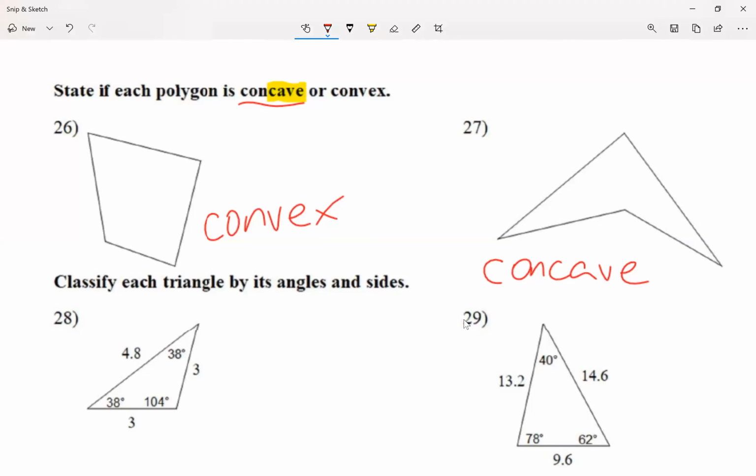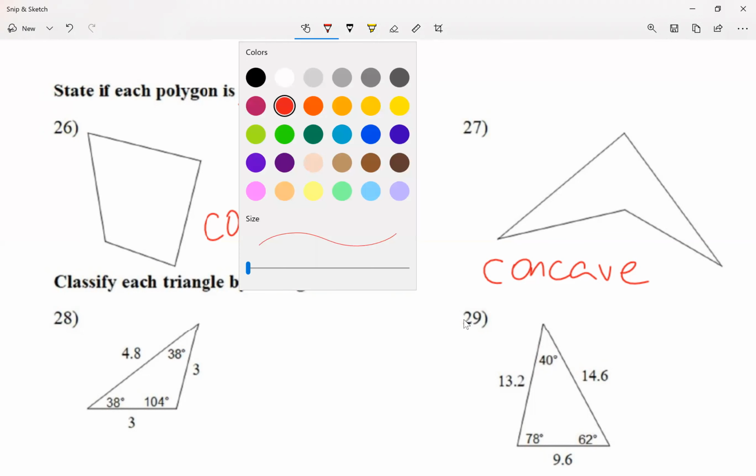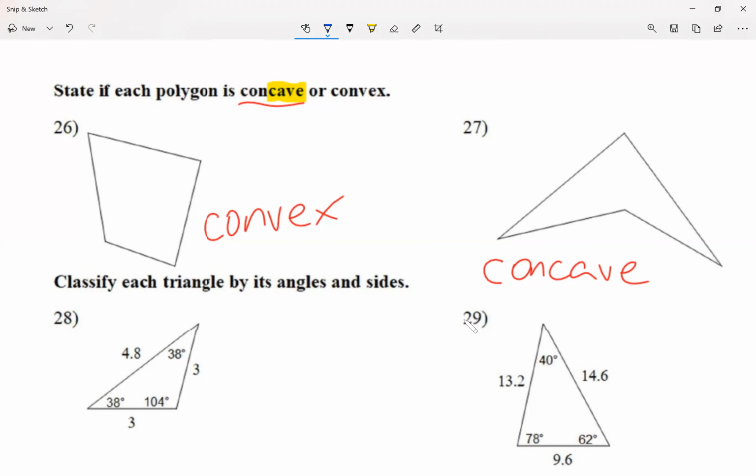There are corners on your polygon. Connect two corners, if you're able to. We're going to call those diagonals. When you connect corners, that is not a side, we're going to call it a diagonal. If one of your diagonals happens to go outside of the picture, then it's concave. Only one diagonal needs to go out.